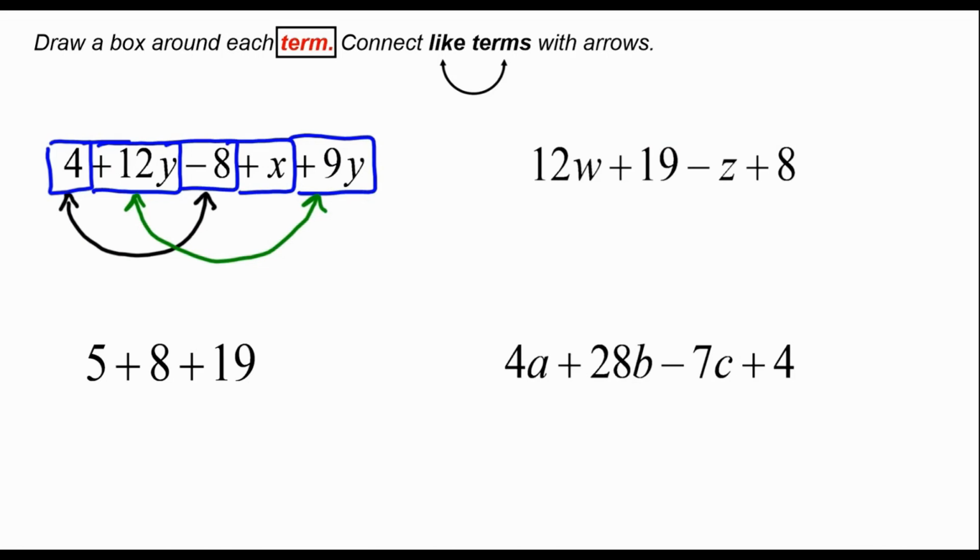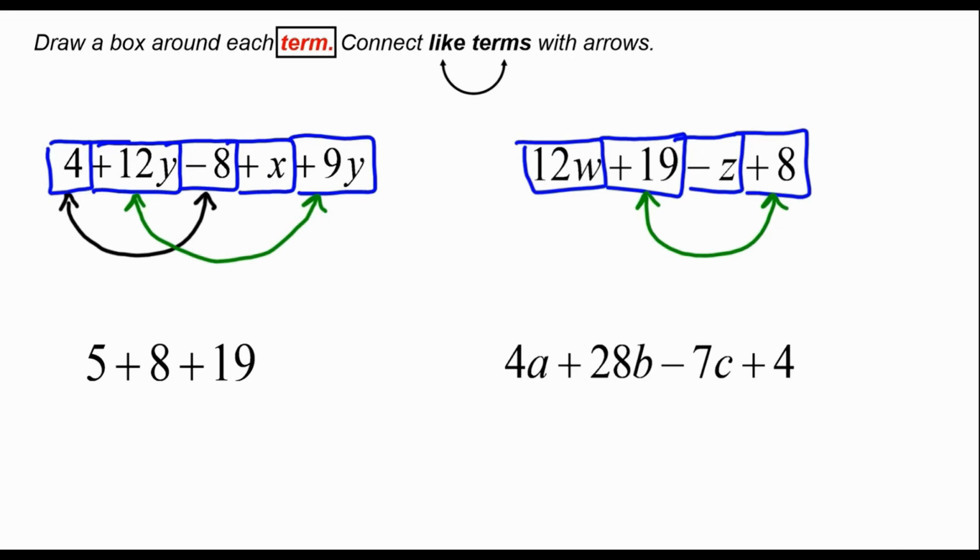Next one, 12w plus 19 minus z plus 8. This expression has 4 terms, and we need to see if any of them are like terms. No other terms contain a w, so the 12w doesn't have any terms that are like terms. The 19 is a constant, so it is like terms with the other constant in this expression. And then the third term has a z in it. There are no other terms that have a z in it, so it is not like terms with anything else. So we only have two terms that are like terms in that expression.